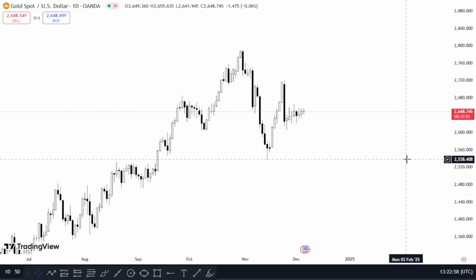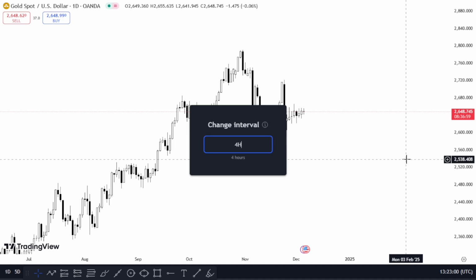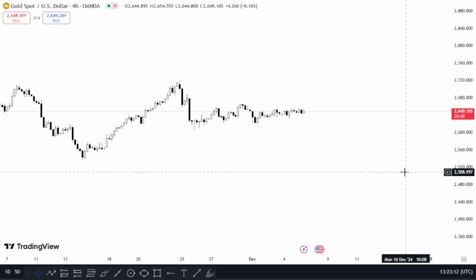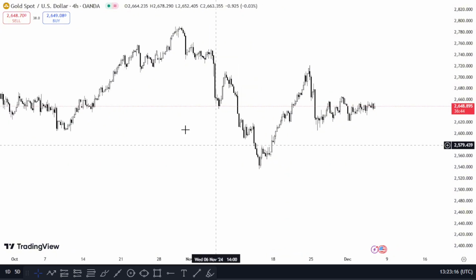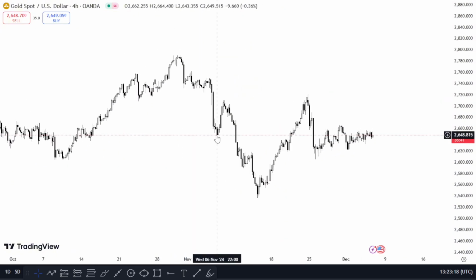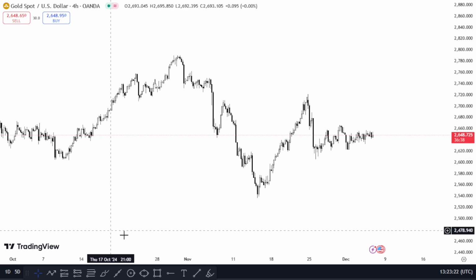So I'm going to scale down to the 4 hours time frame. I don't want to make this video too long. Now let's go to the smaller time frame. As you can see here on the 4 hours, we have that sweep, which is right here.